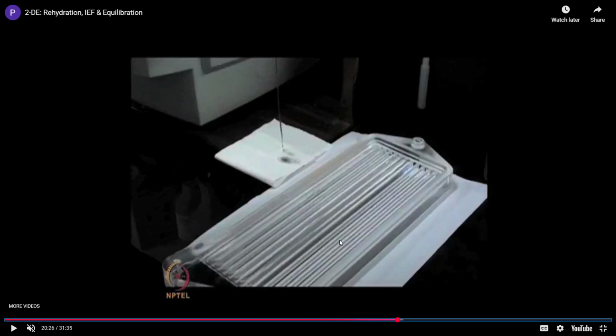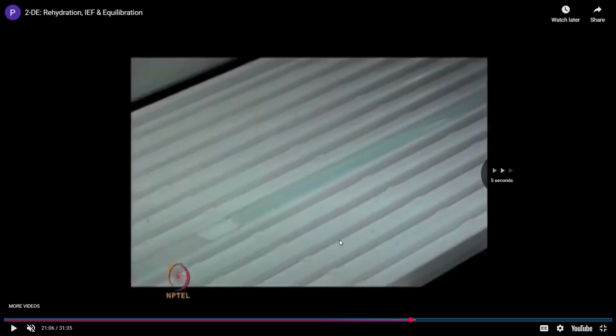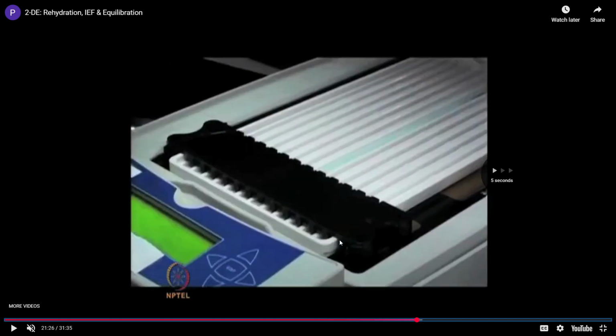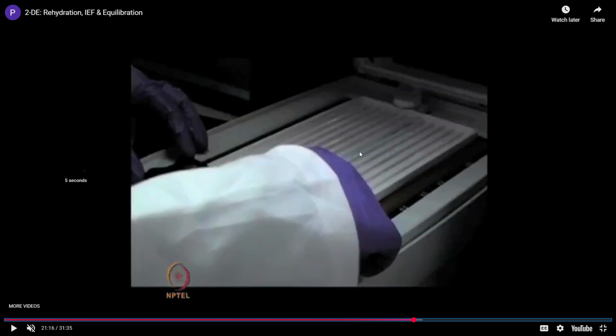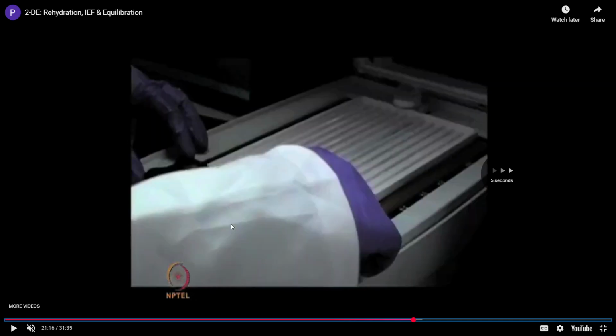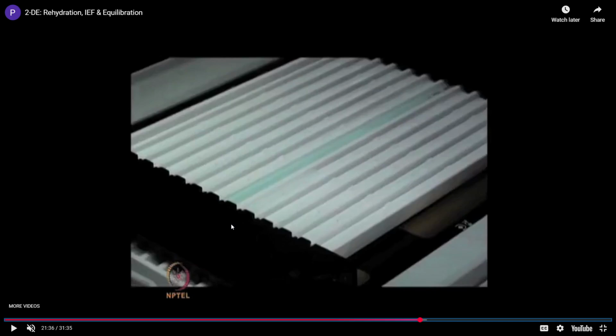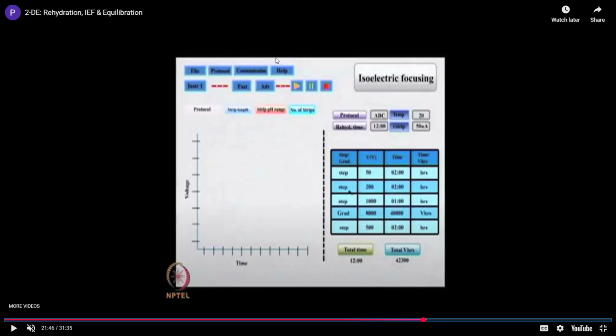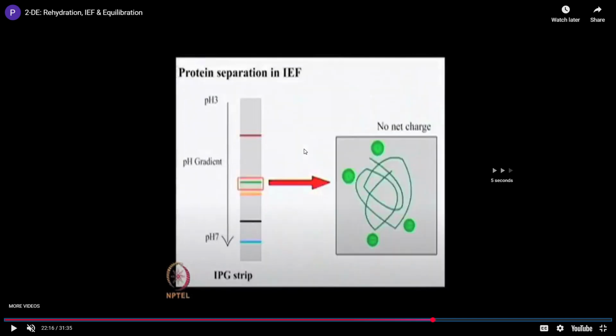The excess mineral oil is removed first, and then the strip is kept again in the focusing tray. These are the electrodes, how they look, and they are attached, and the paper wicks are also kept like this just after the strip, and the electrode is kept so that it will run. The pH gradient is in the strip itself. Now you will load the sample, and according to the pH gradient it will move. Then you will adjust certain parameters, like the pH range, and give all those parameters in the software on the PC, and then it will run accordingly.